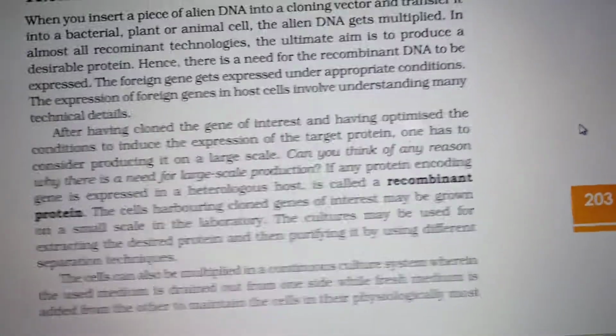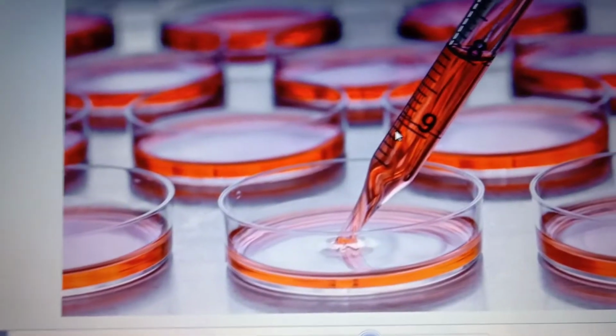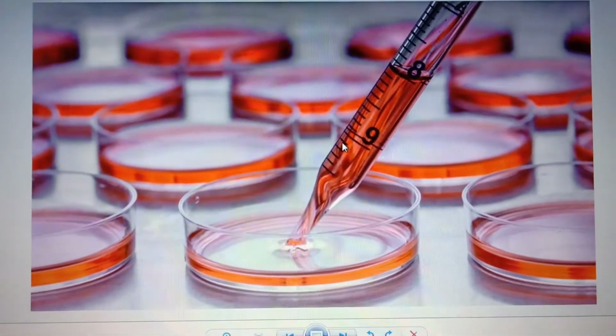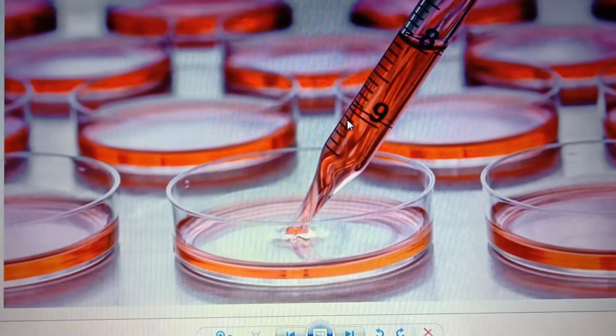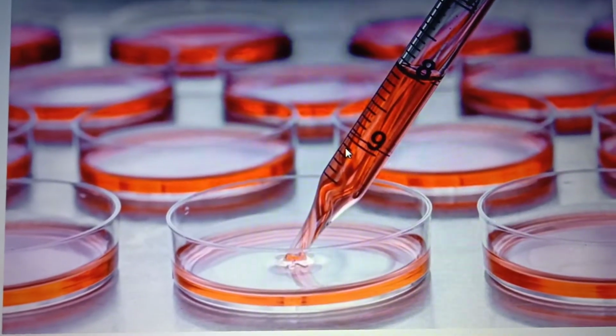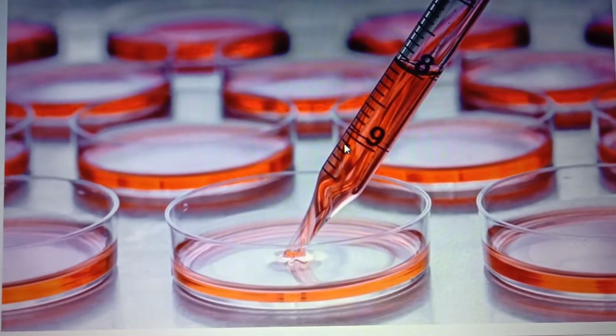See, you know very well, cells in the laboratory are grown in a culture medium. The cells will be allowed to multiply in the culture medium. This is what cell culture is. The medium is there, and the cell division takes place.